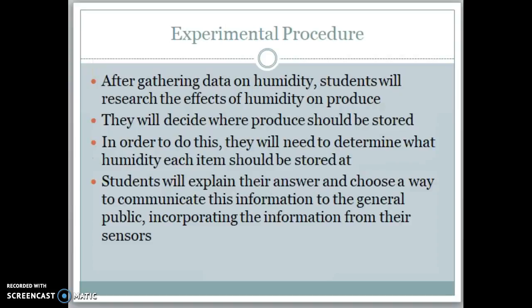After gathering data on humidity, students will research the effects of humidity on produce. They will decide where the produce should be stored. In order to do this, they will need to determine what humidity each item should be stored at. Students will explain their answer and choose a way to communicate this information to the general public, incorporating the information from their sensors.